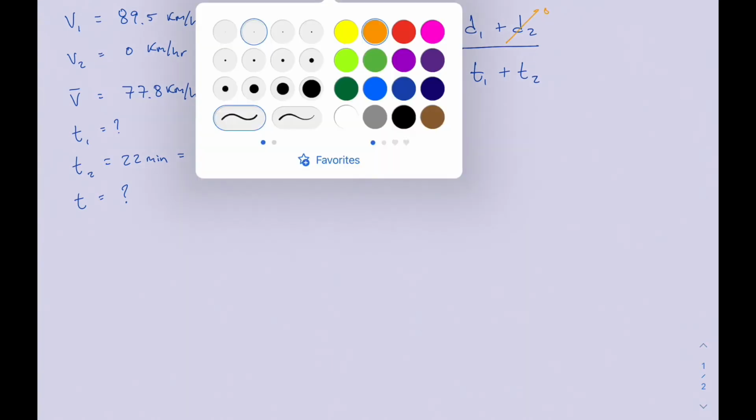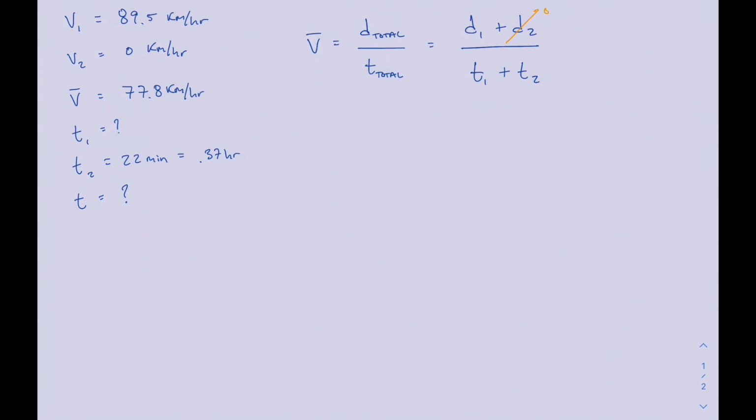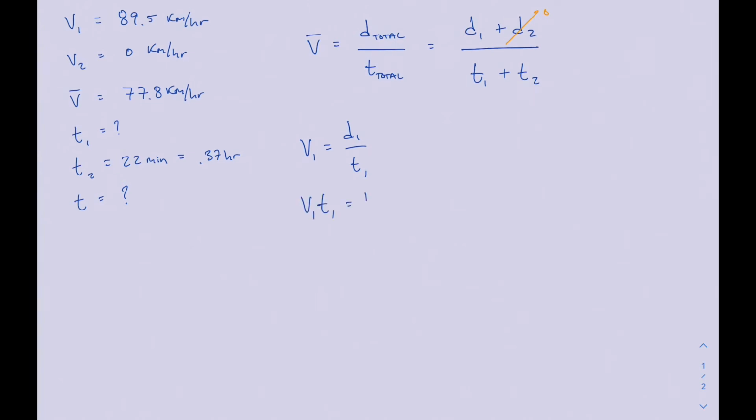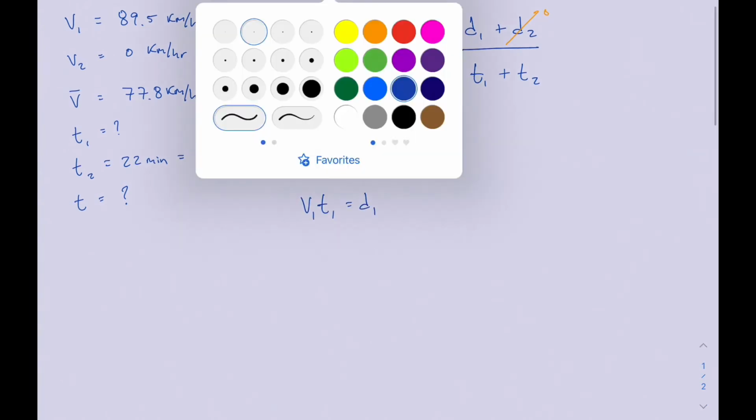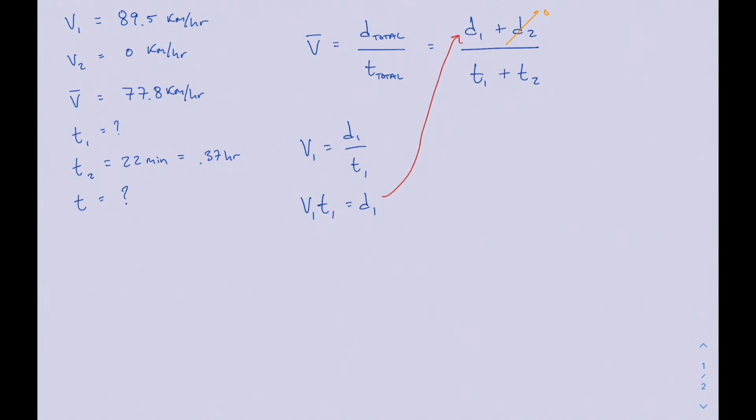So that's D1 plus D2 in the numerator and T1 plus T2 in the denominator. We know that D2 is equal to 0 because she's not traveling anywhere during that part of the trip, so we can get rid of that. Now, we have to make sure that we can put this in terms of things that we know and don't know, but we can only have one thing that we don't know. So what I'm going to do here is rewrite D1 in terms of something that I know and another variable that is unknown that I'm trying to solve for, in this case T1. And then I'm going to substitute that in above.